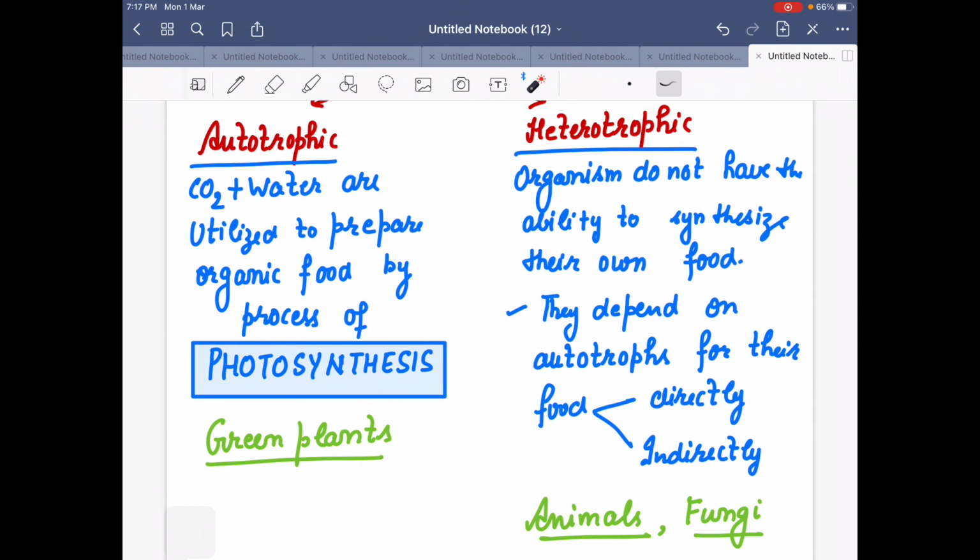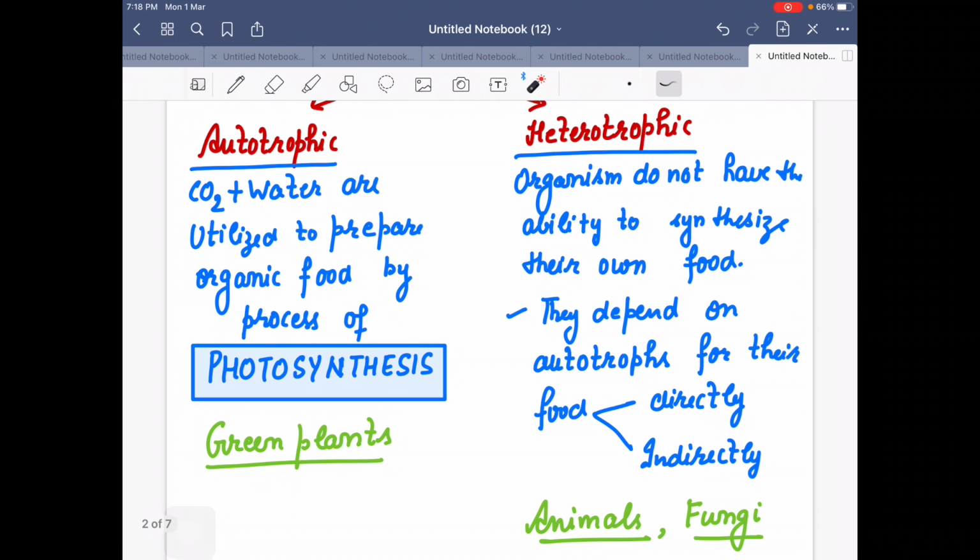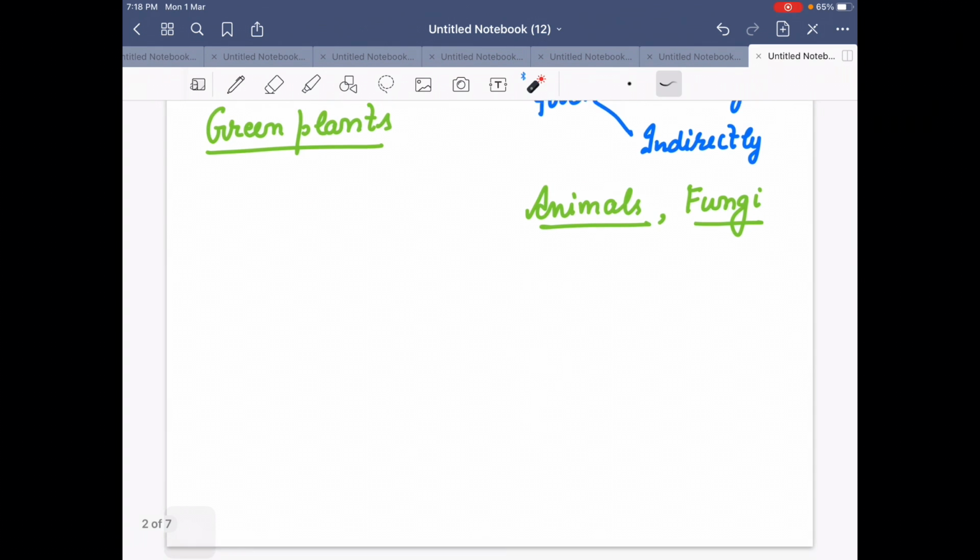Example you can mention, green plants. So heterotrophs do not have the ability to make their own food. So what do they do? They are dependent on autotrophs for their food, either directly or indirectly. Animals, fungi. Many students have a misconception that fungus is making its own food. Fungi are parasitic. Basically, they are dependent, or you can say they are heterotrophic. They are dependent on others. They do not make their own food, right? So never put fungi in autotrophs, right?